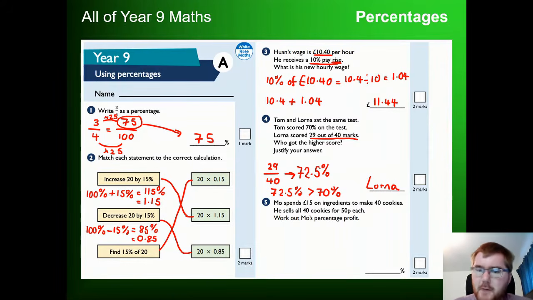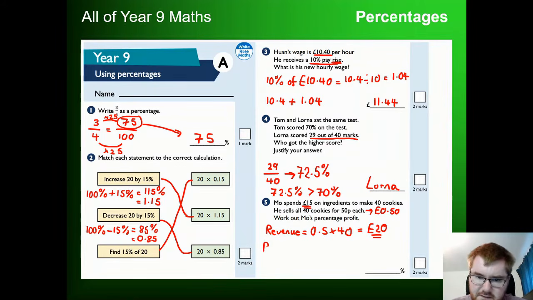Now question 5. Mo spends £15 on ingredients to make 40 cookies, but sells all those cookies for 50p each, or if we put this in pounds, this would be 0.50, and we need to work out Mo's percentage profit. So first of all, we need to work out the revenue, so how much she actually makes from sales. The way we do this is we take how much she sells them each for, 0.5, and then multiply it by 40. That's a nice calculation, half of 40, that's equal to £20.